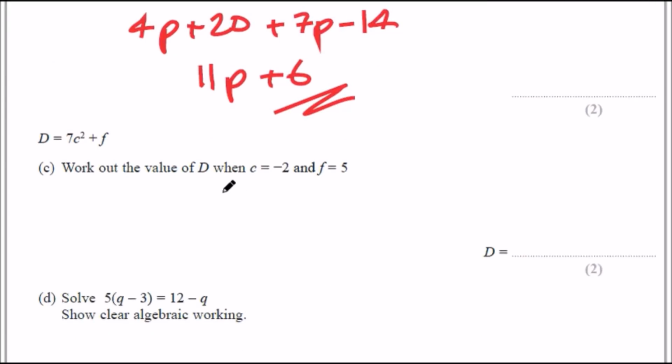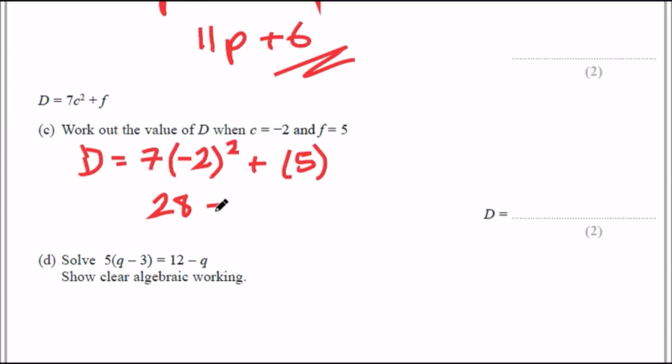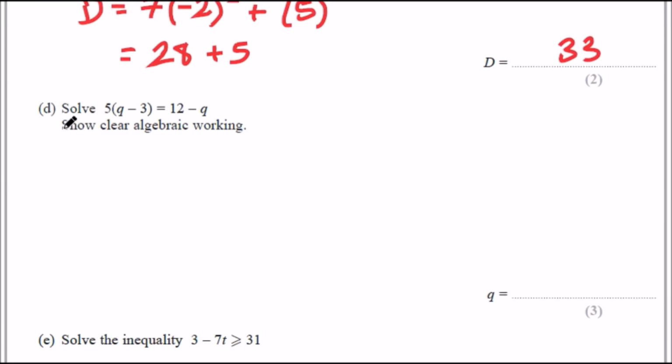Next one. So d equals 7c squared plus f. Work out the value of d when c is negative 2 and f is positive 5. So all you want to do really is copy the equation and carefully replace the correct values. So replace c with the bracket minus 2 squared plus, and f is now 5. You could do this in your calculator or mentally. Minus 2 squared will give you a positive 4. 7 times 4 is 28 plus 5. So if we get the equal sign, it will give us 33.